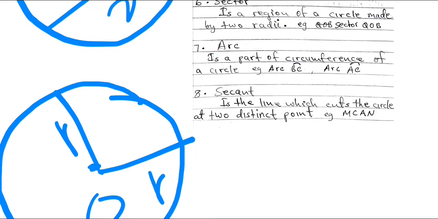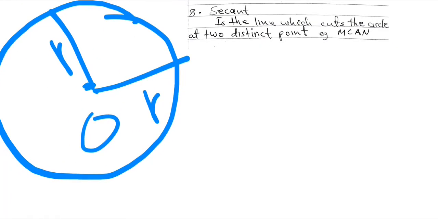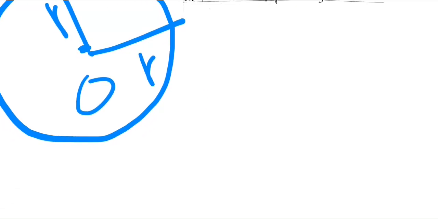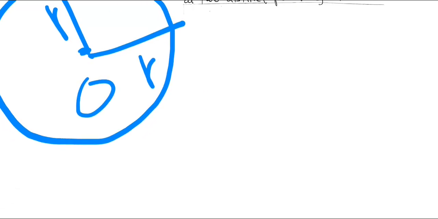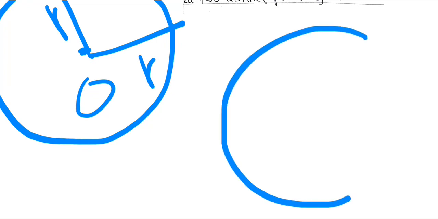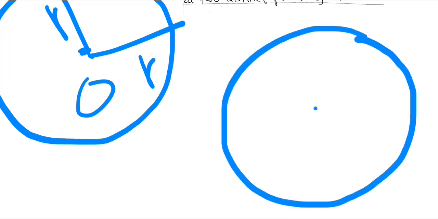So what is an arc? An arc is a part of the circumference. When you say this is an arc, it means part of the circumference. For instance, consider this circle with the center O. The total distance from this point around up to this point again is what we call the circumference. But how about the distance from this point up to this point? That is what we call an arc.